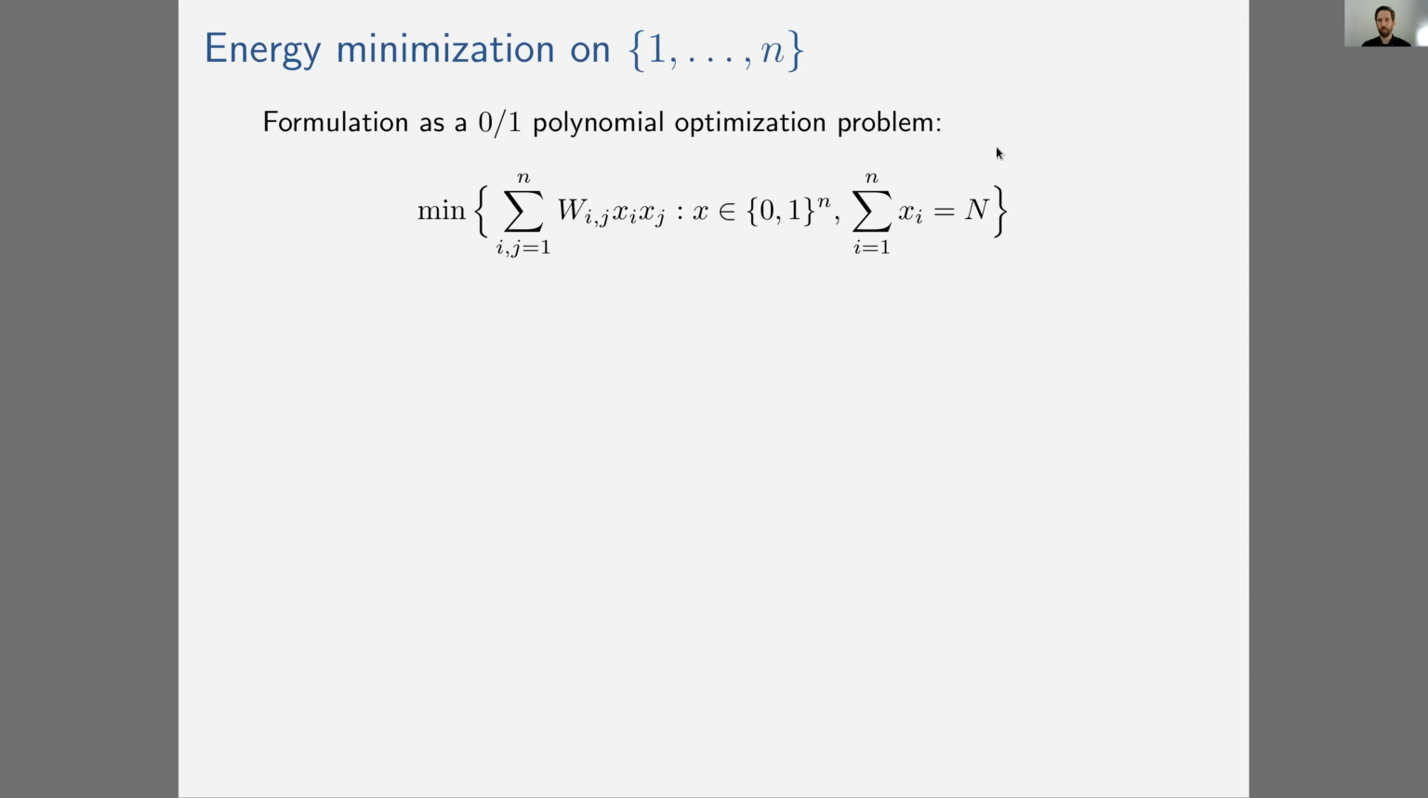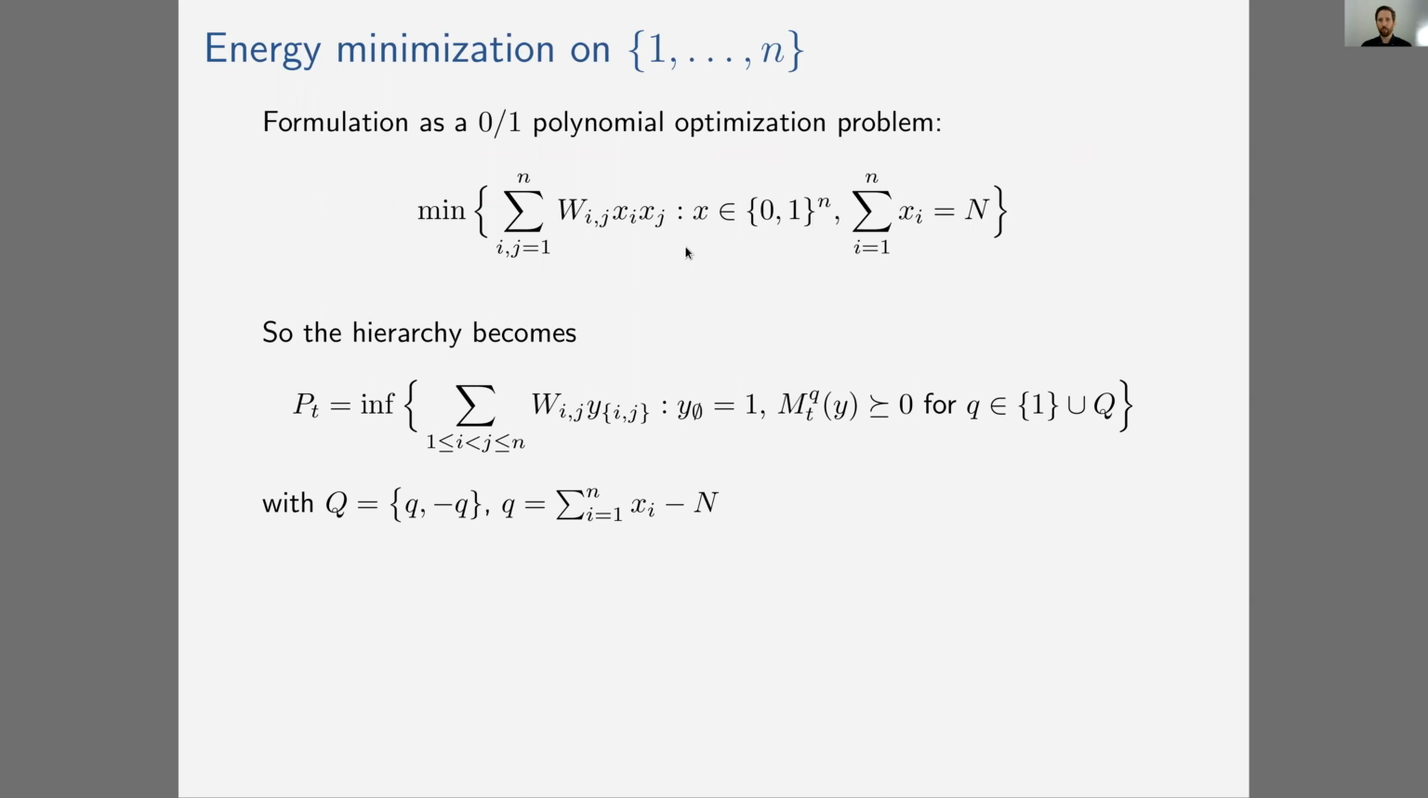So here's again the formulation as a polynomial optimization problem. x_i here indicates whether or not there is a particle in the ith position. That's why we want the sum of the x_i to be equal to the number of particles. Think of the diagonal of w being plus infinity if you don't want many particles on the same spot, but this is all not important. You would just have to adapt the notation a little bit if you do that or not.